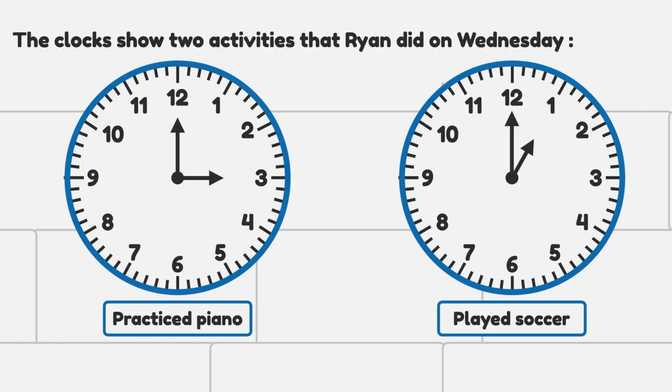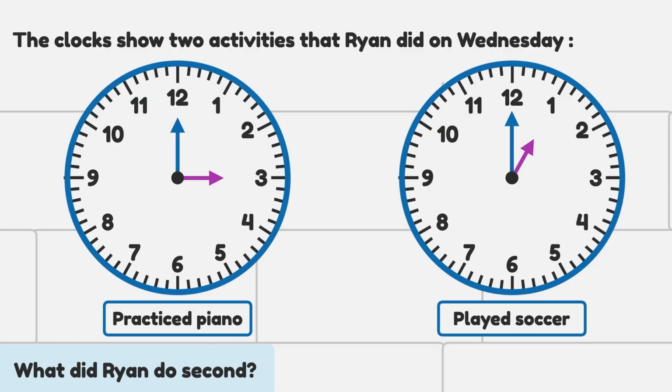Here's our next problem. The clocks show two activities that Ryan did on Wednesday: practiced piano and played soccer. What did Ryan do second? First, we will look at the hour hands. When Ryan practiced piano, the hour hand was at 3. And when Ryan played soccer, the hour hand was on 1.